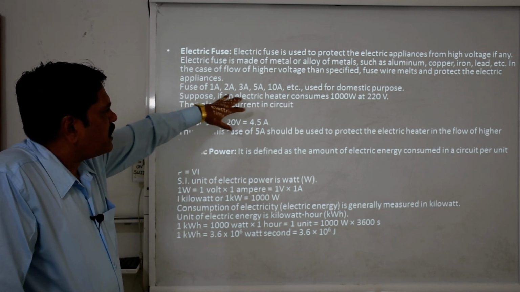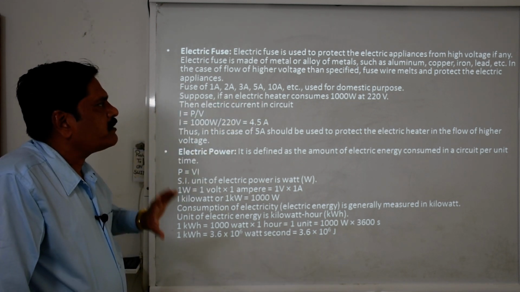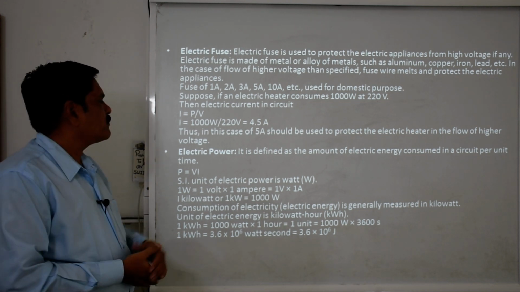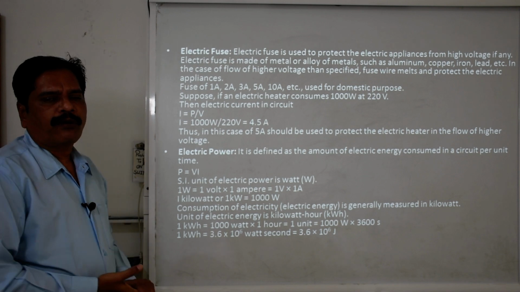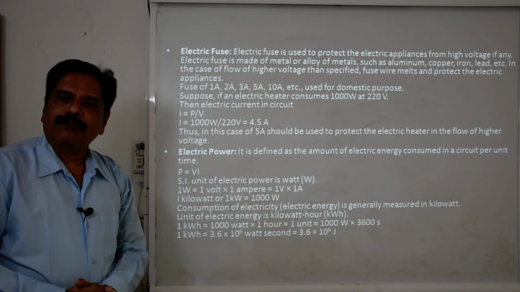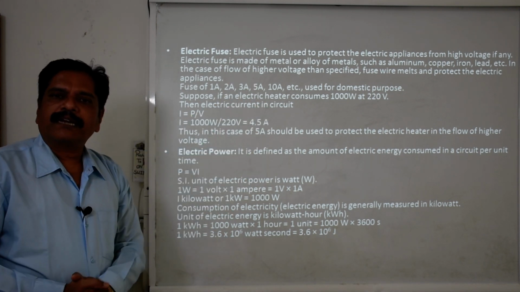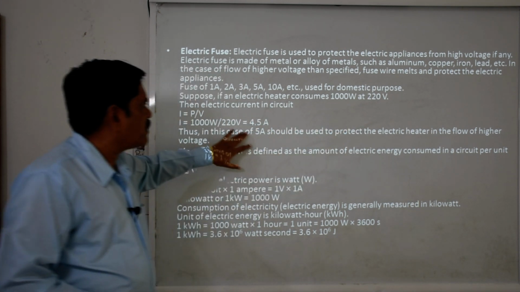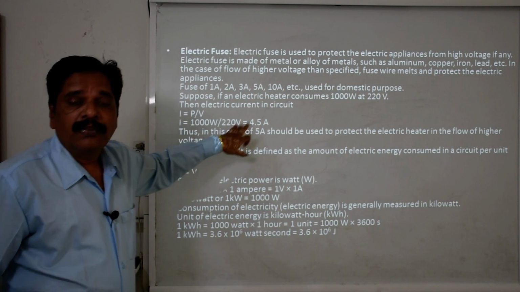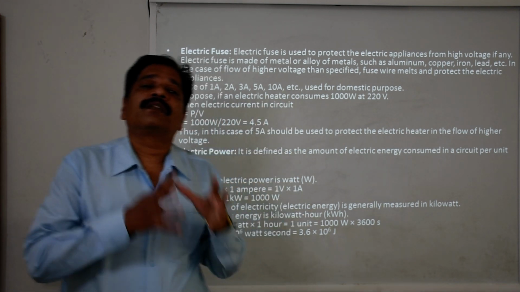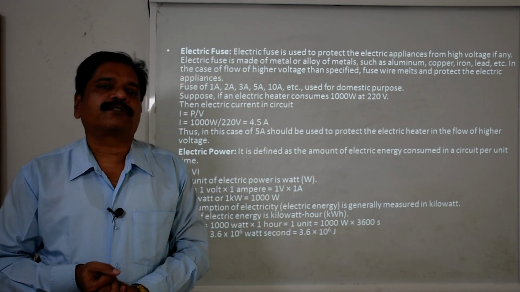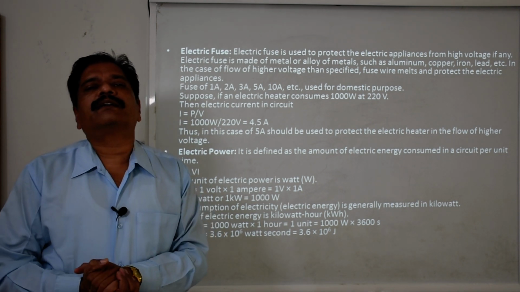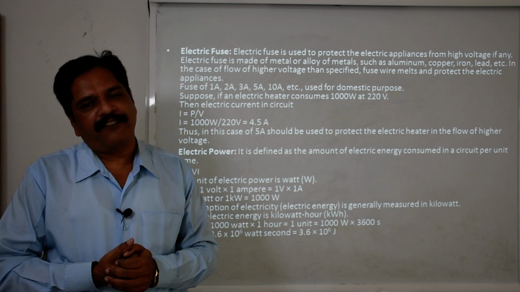Suppose an electric heater consumes 1000 watt at 220 volt. You know that I is equal to P upon V. The power is 1000 and the voltage is 220. Dividing 1000 by 220, you get 4.5 ampere. So if this is the strength of the electric current passing through, then surely you have to apply an electric fuse of nearly 5 ampere.